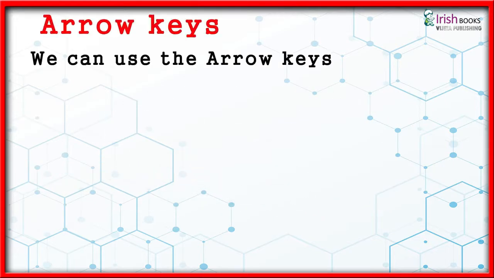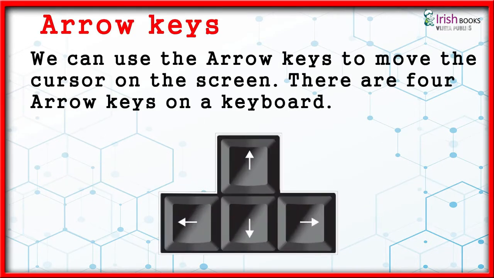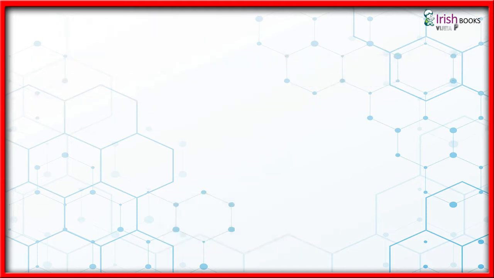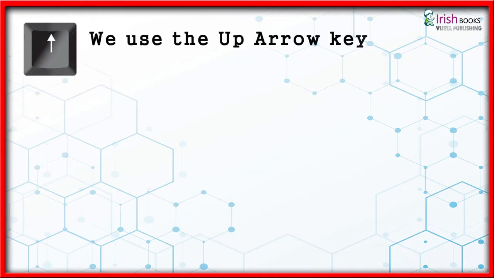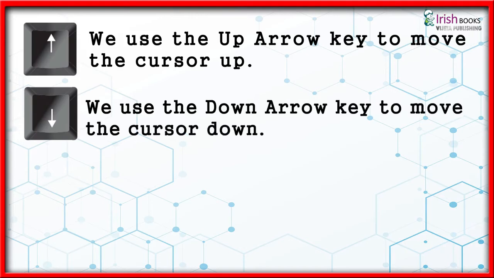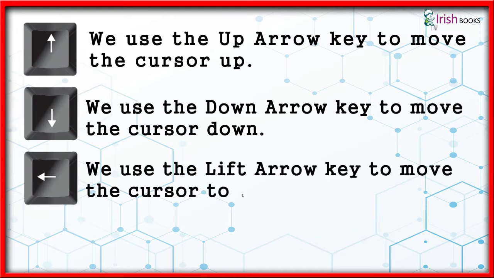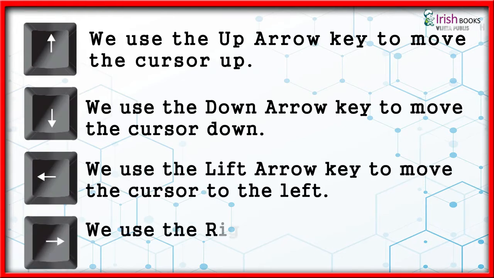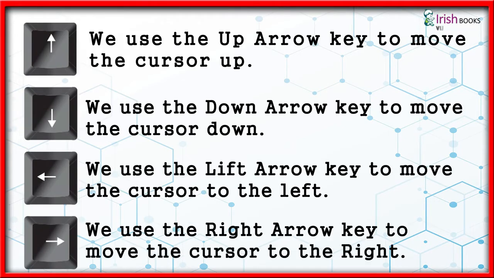Arrow keys. We can use the arrow keys to move the cursor on the screen. There are 4 arrow keys on a keyboard. We use the up arrow key to move the cursor up. We use the down arrow key to move the cursor down. We use the left arrow key to move the cursor to the left. We use the right arrow key to move the cursor to the right.